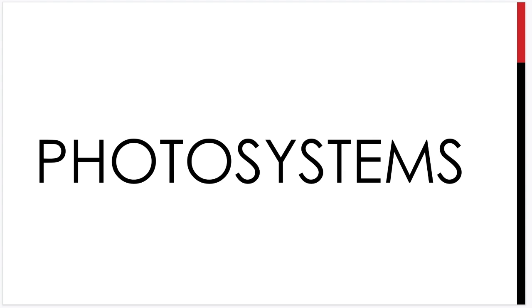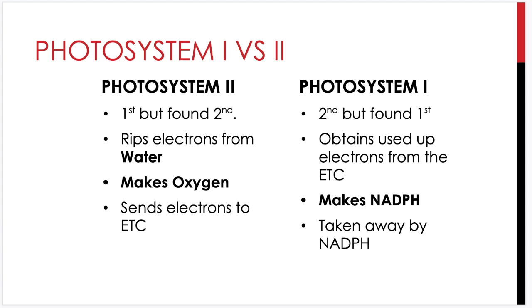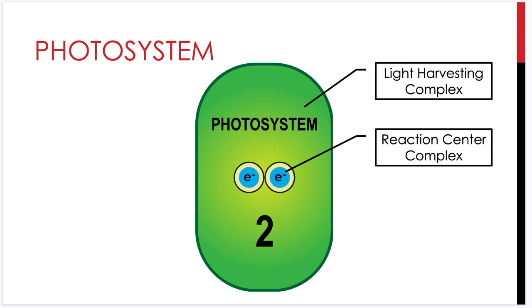All right, so let's talk about the photosystems. There are two photosystems. Photosystem 2 is actually first, but was found second, so that's why it's called photosystem 2. It rips electrons away from water and makes oxygen. It sends electrons to the ETC, the electron transport chain. Photosystem 1 is technically second, but was found first, so that's why it's called photosystem 1. It obtains used up electrons from the ETC and makes NADPH. Energized electrons are taken away by the NADPH to the Calvin cycle.